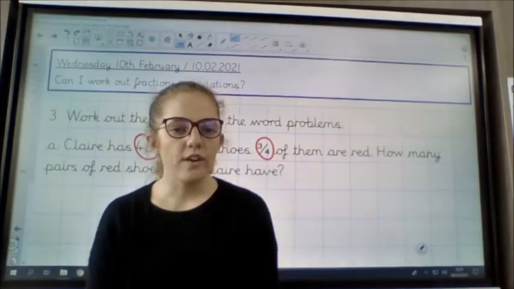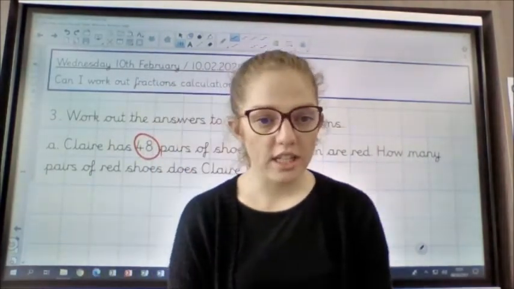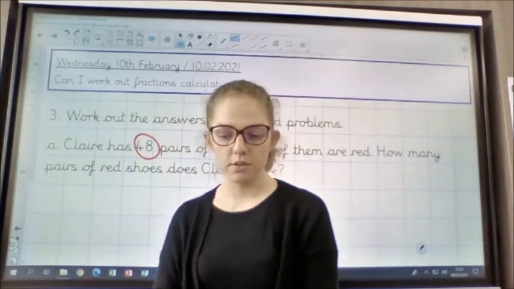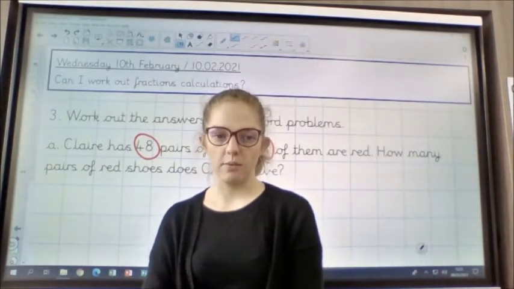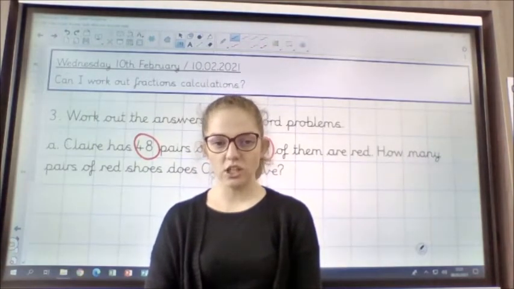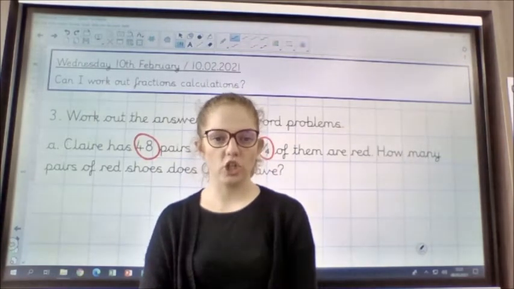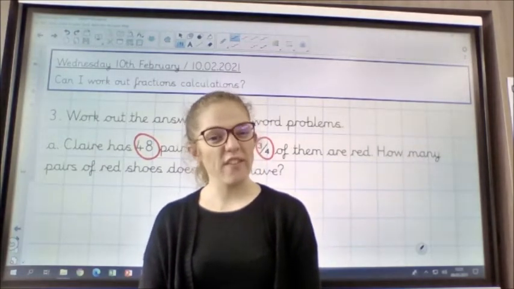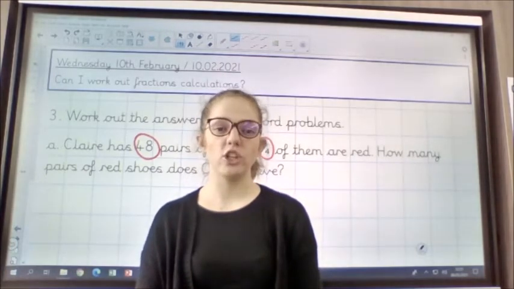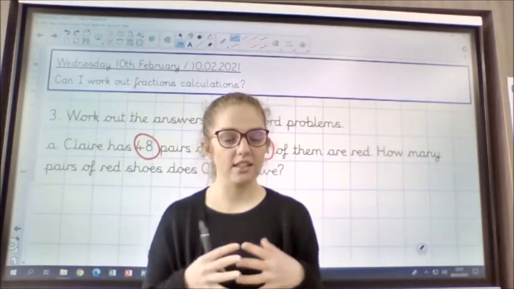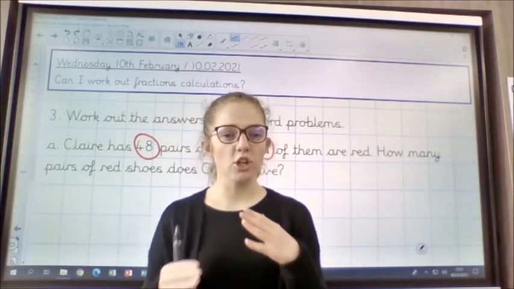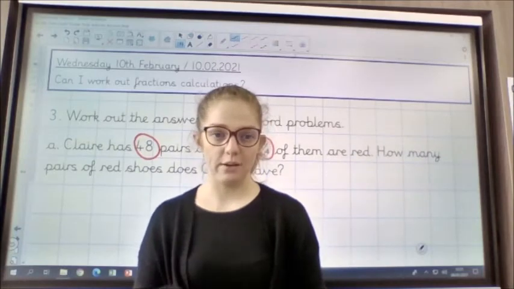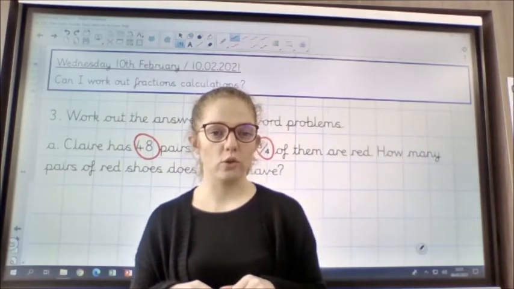Okay, so your final part of your worksheet today is asking you to work out the answers to the word problems. Now the method in answering these is the same as question 2. Question 2 is asking you to complete the fraction calculations. You're doing a very similar thing, except that it's giving you a context, a scenario in how the numbers are being used, and you've just got to pick the numbers out and do the same method as what you did for question 2.